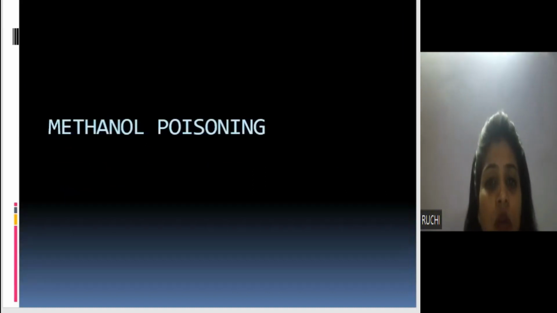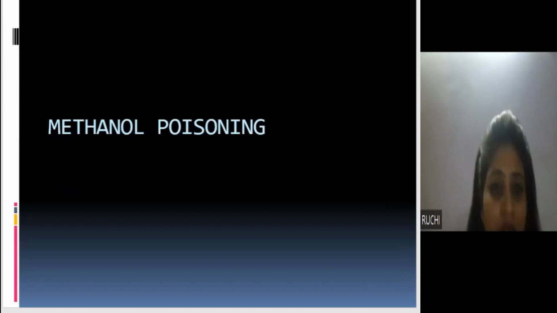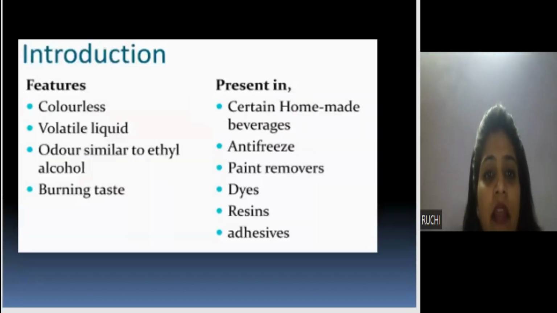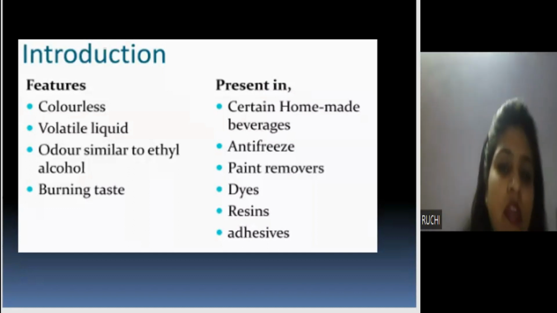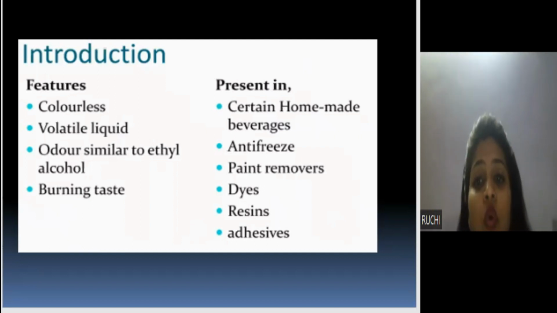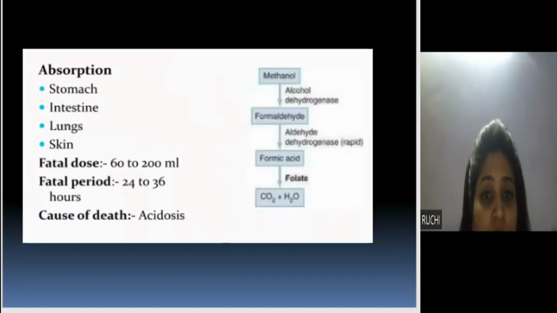Now we come to methanol poisoning. Methanol is one of the dangerous alcohols available. It is a colorless, volatile liquid, and it is similar to ethyl alcohol. It is very cheap, so people try to mix it with ethyl alcohol, and hence cases of methanol poisoning are also seen. It has a burning taste, and it can be seen in homemade beverages, antifreeze, paint removers, dyes, resins, and adhesives.